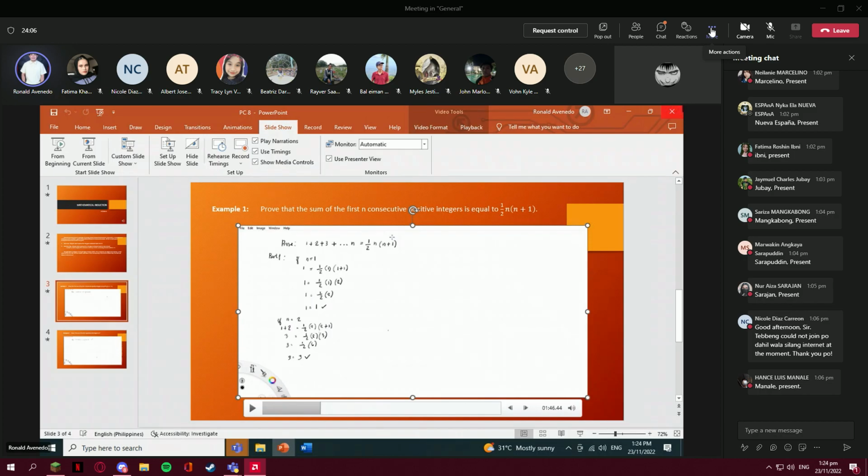Next, since the left side and the right side of the equation are both equal to 3, it is still true. But again, it is not yet enough to conclude that it is already true. Hindi pa rin sure na we can use the formula in solving later.